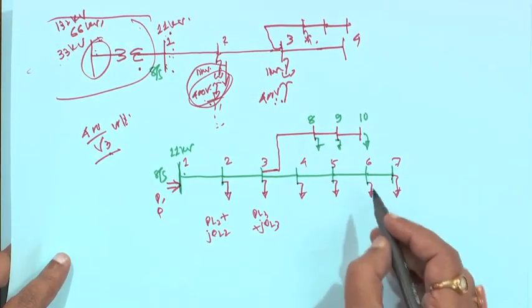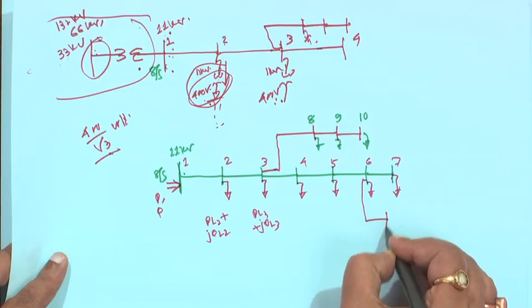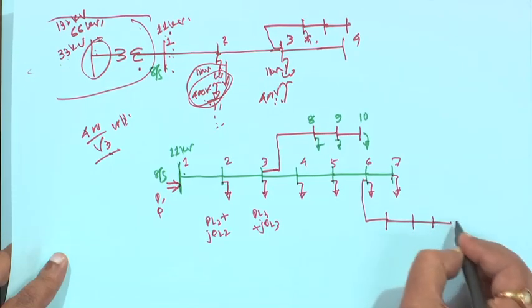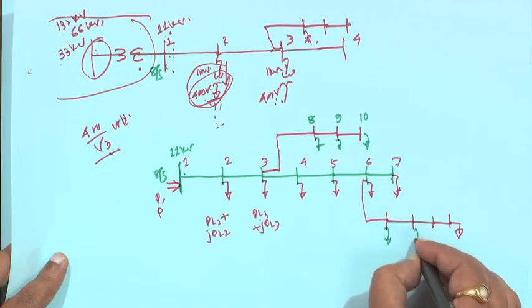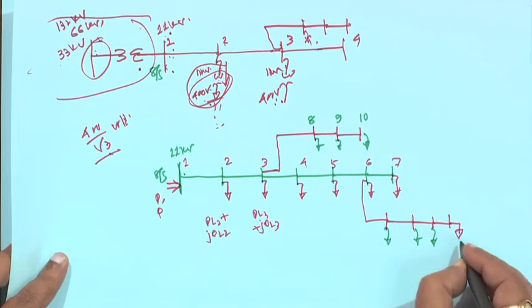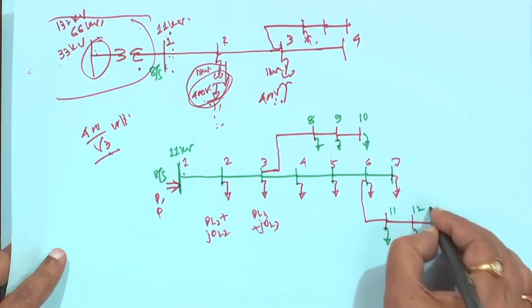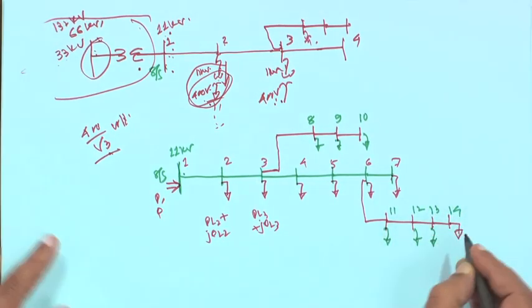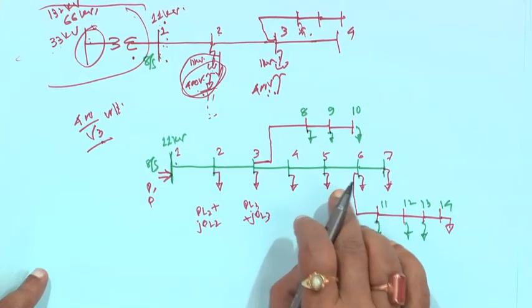everywhere a node is there. Similarly, several other laterals may be there, for example, from here some lateral branches will be there, and some lateral branches will be here also, nodes are there. So, everywhere nodes are there. So, it is 8, 9, 10, this is 11, this is 12, this is 13, this is 14. The node numbering is arbitrary, the way you want you can put it. So, this will actually be the structure.